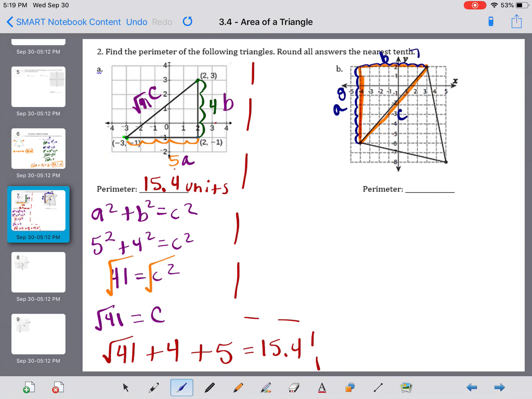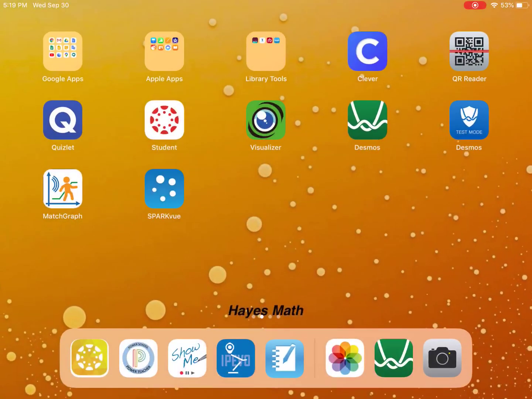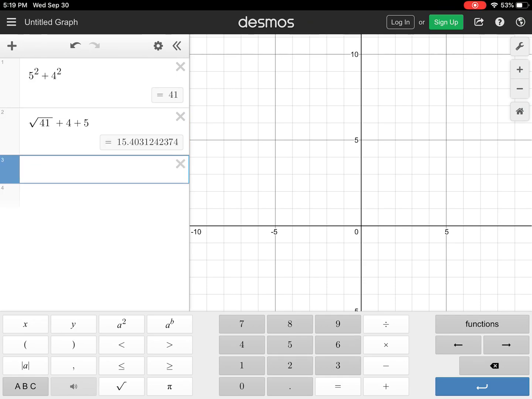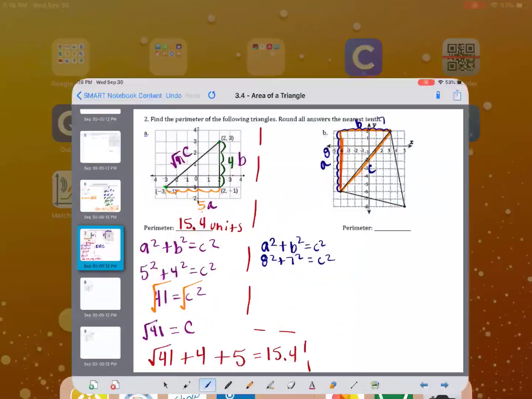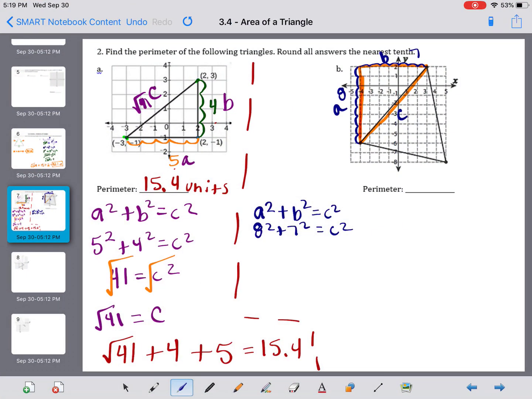So when we do the Pythagorean theorem, we're going to do 8 squared plus 7 squared, which equals C squared. Good. Click out to Desmos. 8 squared plus 7 squared is 113. So we get 113 equals C squared. So C is equal to the square root of 113. Again, we're going to hold off on rounding till the very, very end.